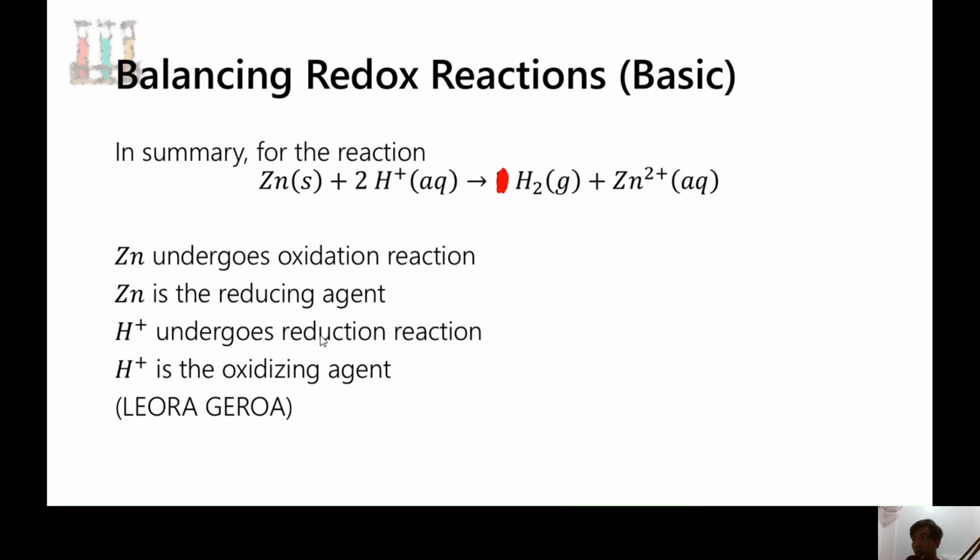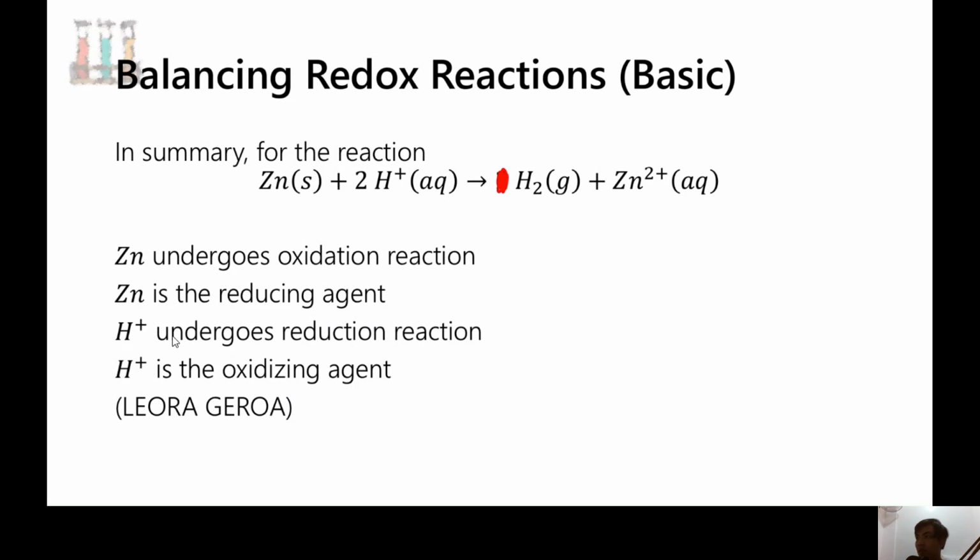Okay? Yung H plus naman, or the H atom, H plus, that underwent reduction reaction. So, nag-gain siya ng electron. So, since it is reduced, siya yung nag-undergo ng reduction reaction, we call that the oxidizing agent. Always yung reactant yung nilalagyan ng label na reducing agent at oxidizing agent. Yung reactant yung may label, yung product hindi.